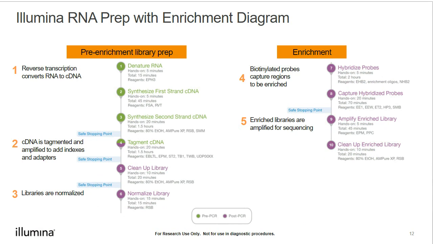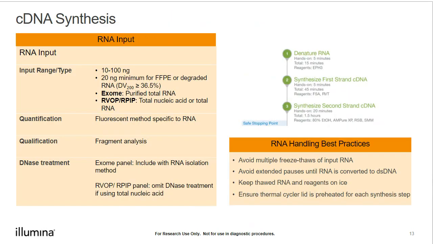First, we have to reverse transcribe the RNA to double-stranded cDNA. Next, cDNA is tagmented and amplified to complete the index adapters, and then the libraries are normalized. So step 1 is cDNA synthesis. This requires 10 to 100 nanograms of input.